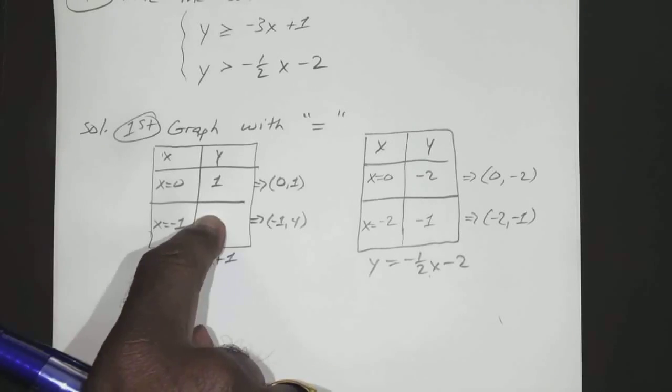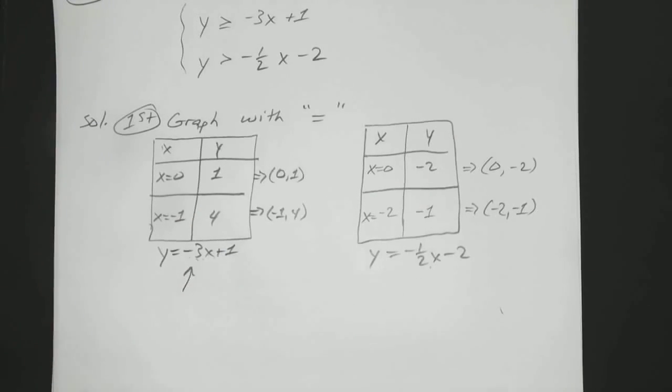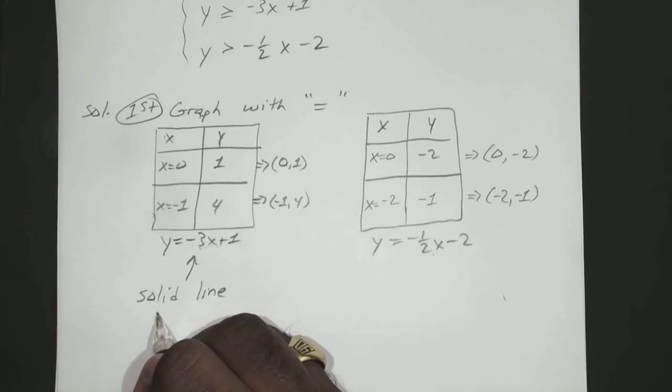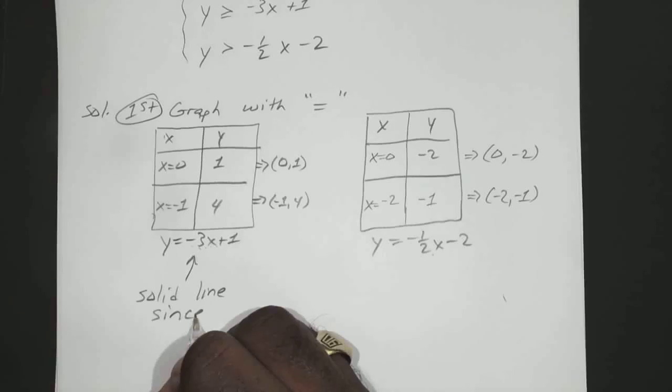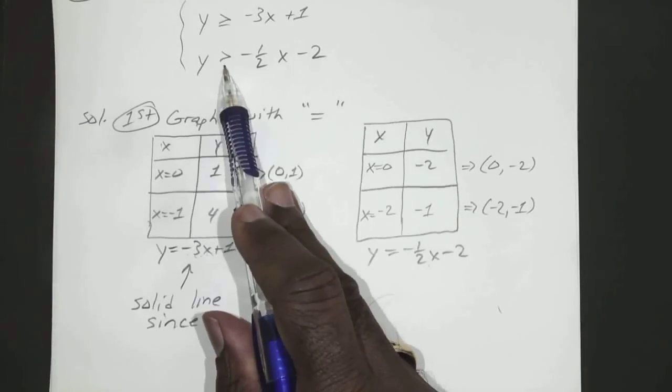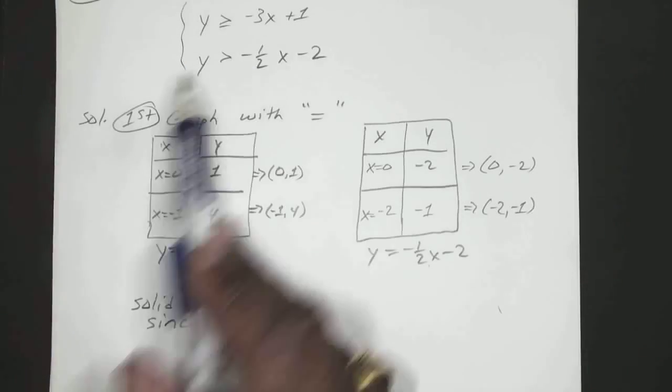Okay, so we know when we graph this one, it's going to be a solid line since we're using greater than or equal to. And this one's going to be a dotted line since we're using greater than.